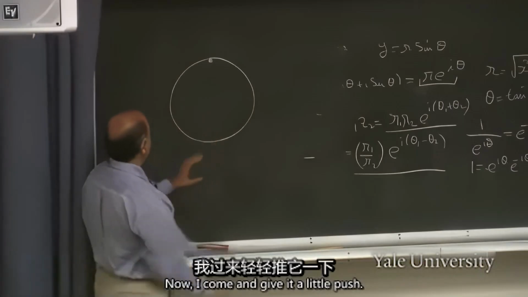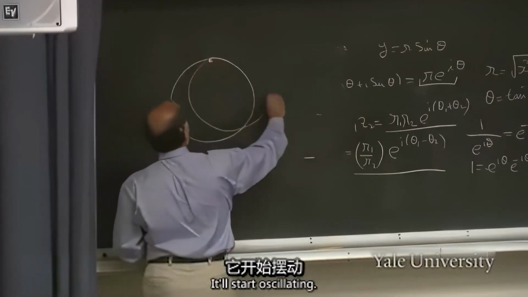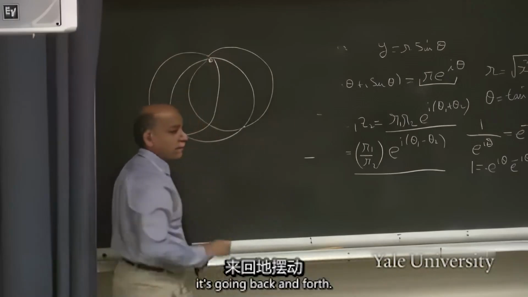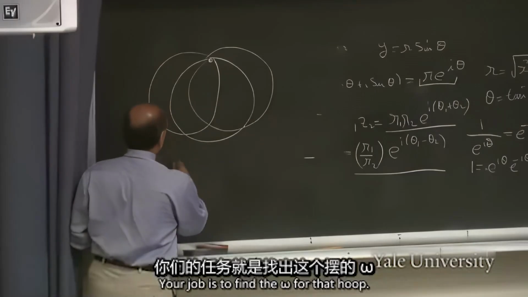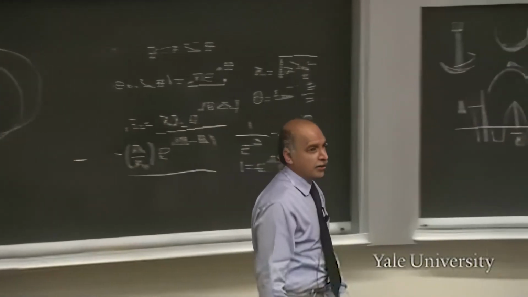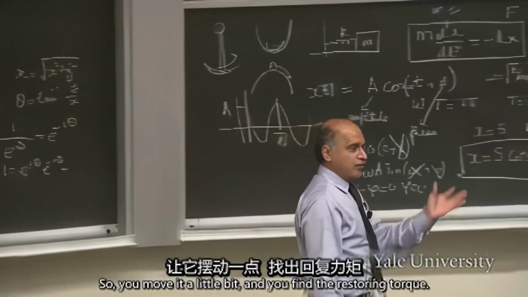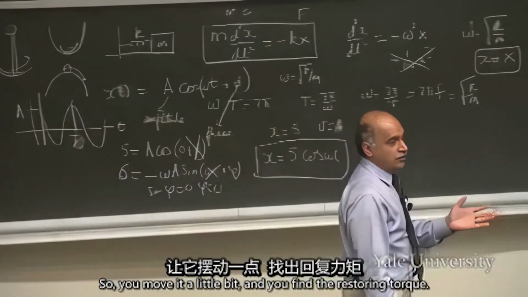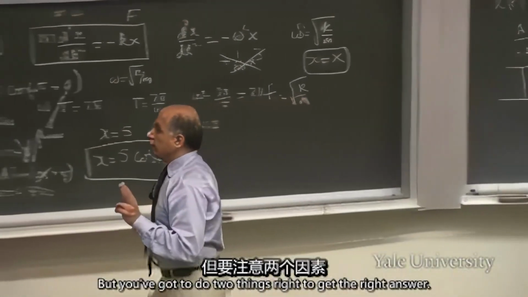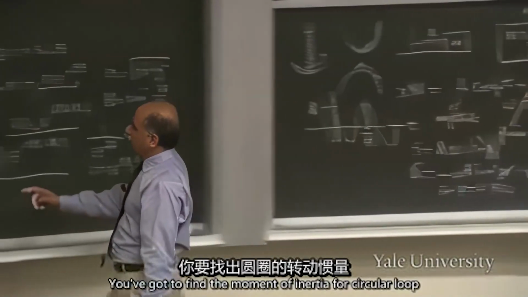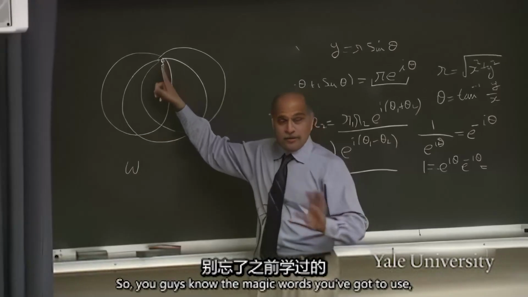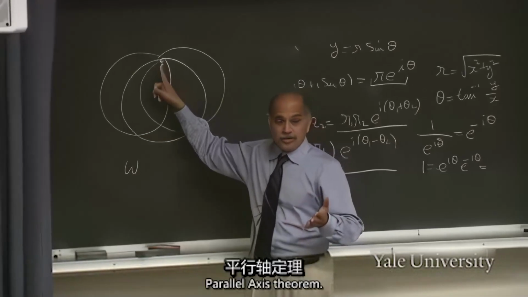Now I come and give it a little push. It'll start oscillating. It'll look like that, and sometime later it'll look like that. It's going back and forth. Your job is to find the omega for that hoop. So you move it a little bit, and you find the restoring torque. Then you're done. But you got to do two things right to get the right answer. You got to find the moment of inertia of a circular loop, not around the center, but around a point on the circumference. So you guys know the magic word you got to use, parallel axis theorem.